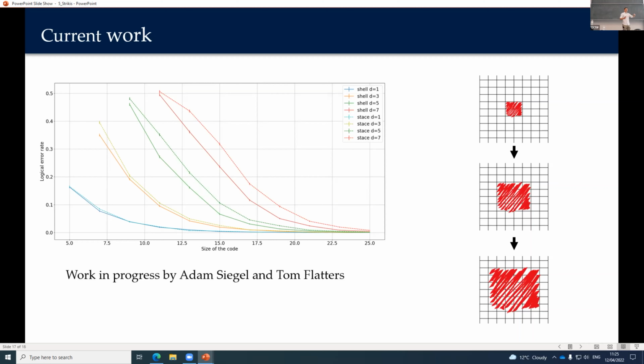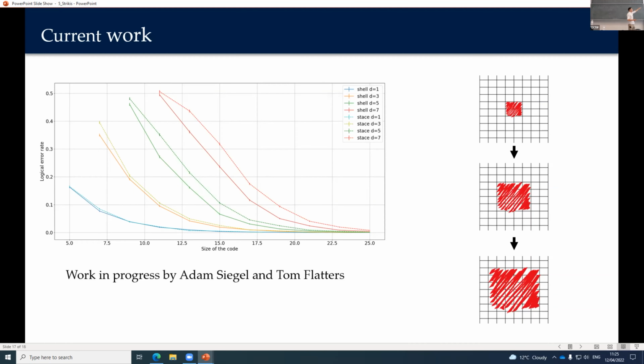And they scale the fabrication defect, and they see how our scheme of shells compares to the previous scheme, the static scheme, where we alternate super stabilizers every round. You can see already at sizes of d equals 7, where d is essentially the diameter of the fabrication defect, our method, which is the solid line, already starts outperforming in terms of the logical error rate.